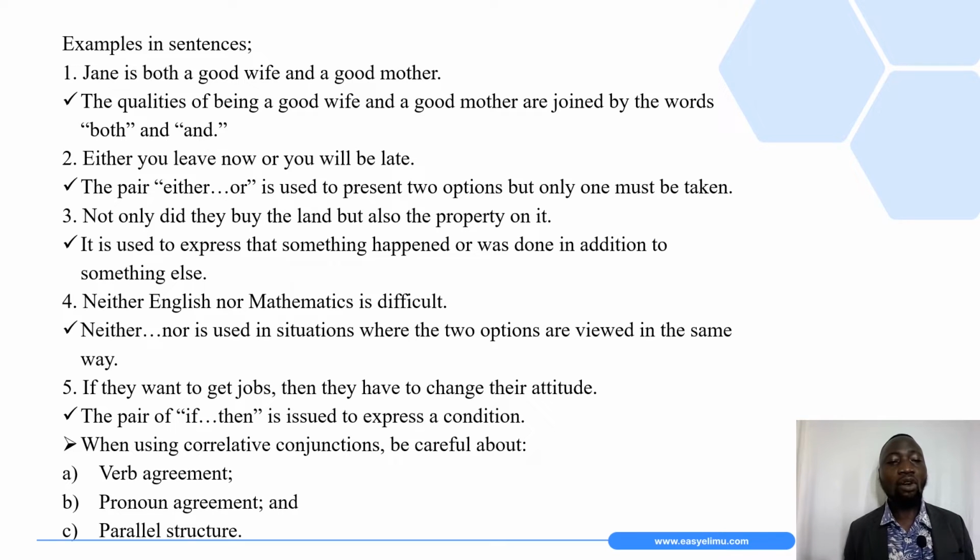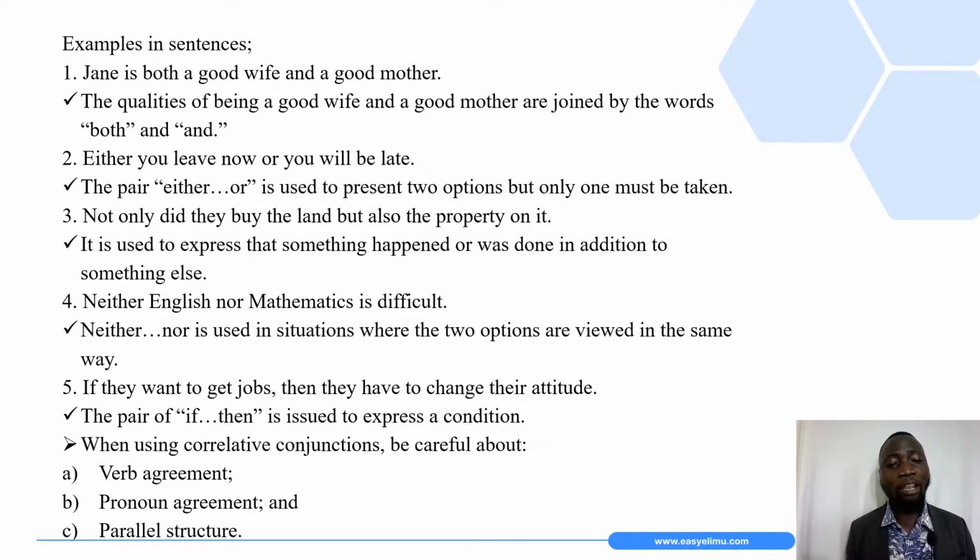Then there is also another example in sentence that we have, either you leave now or you will be late. So again, if we study the second example, the pair either or is used to present two options, but only one must be taken.